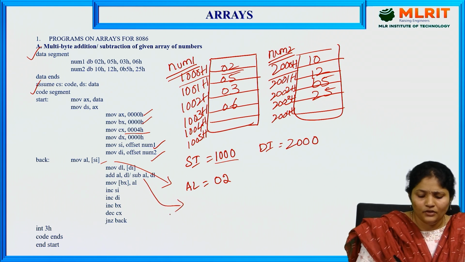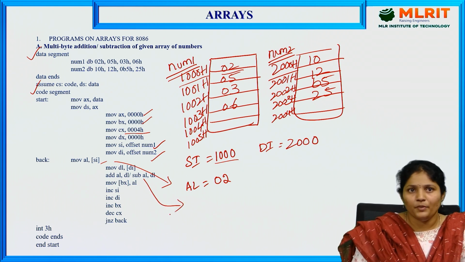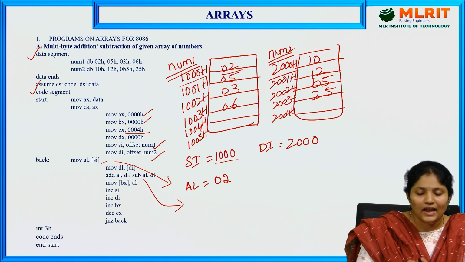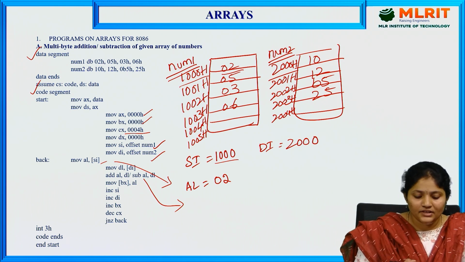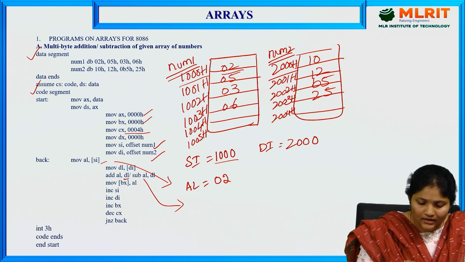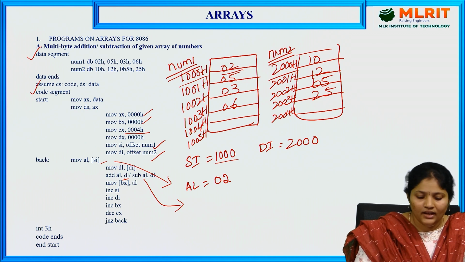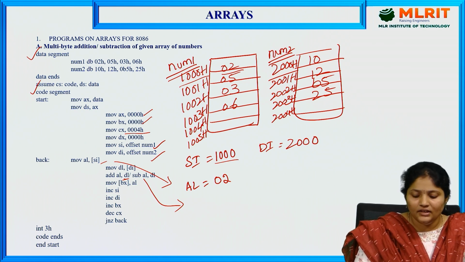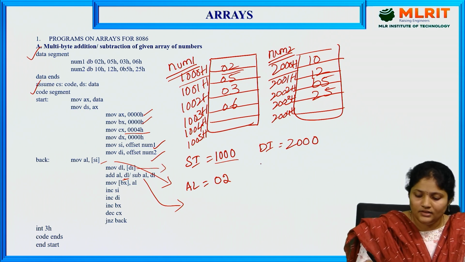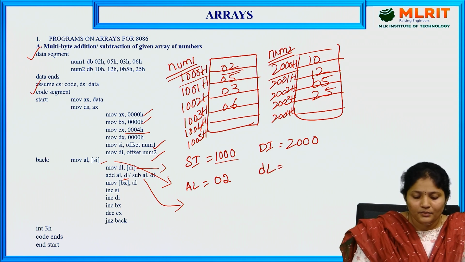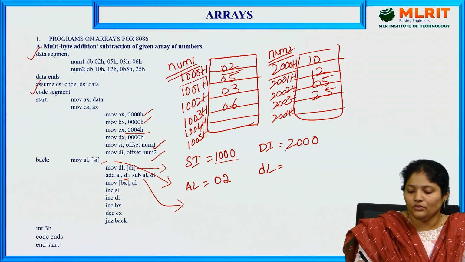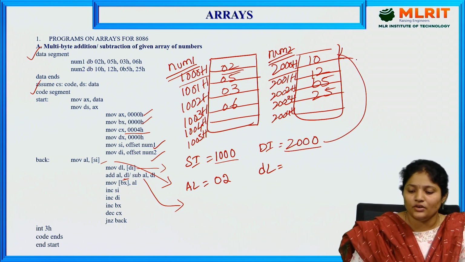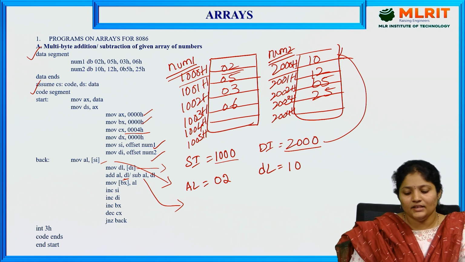Next, here you can perform any addition, subtraction, multiplication or division operation. Here, add AL, DL: the data present in DL will be added with the AL register. What is the data present in DL? Here DL register is loaded with the data present at the address location of DI. What is the address present in DI? 2000. So what is the data present there? DL is having 10, AL is having 02H.